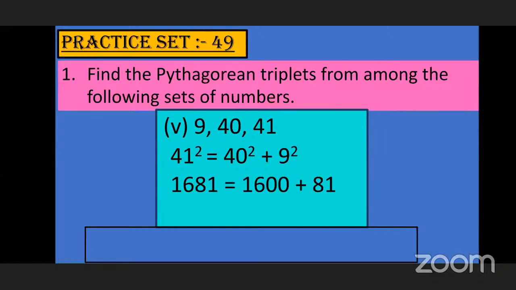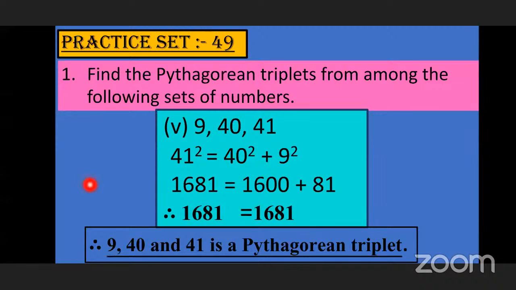The square of 9 is 81. So 1681 equals 1600 plus 81. Yes. 1681 is equal to 1681. Therefore, 9, 40 and 41 is a Pythagorean triplet. Okay.